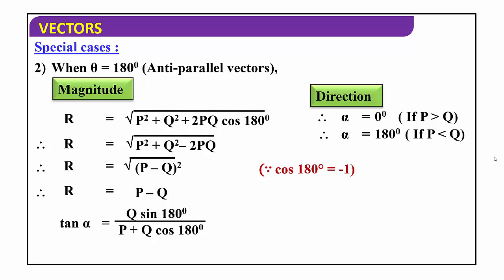So we got magnitude and direction values. Magnitude is R equal to P minus Q, and for direction we got alpha equal to 0 degree. Here you can observe, alpha equal to 0 degree is possible only when P is greater than Q. Suppose if P is less than Q, then we have to consider alpha equal to 180 degree. Right? This is the second case. Now we can study the third case.